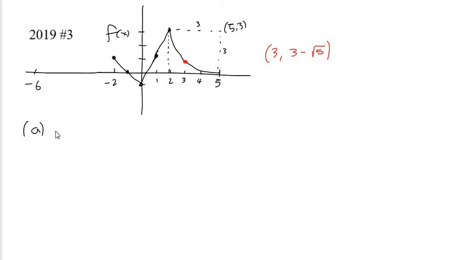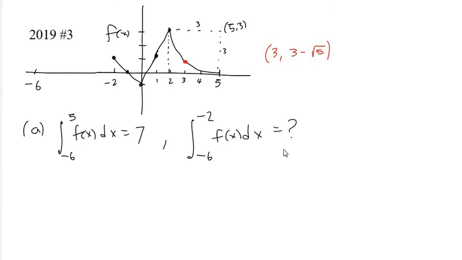All right, so in question A, they tell us that if we integrate this function from -6 to 5, we get a total of 7. All right, and so what they want to know is what is the value of the integral from -6 to -2. All right, and we know nothing about the graph from -6 to -2. The graph cuts off at -2, and we don't know what happens over here.